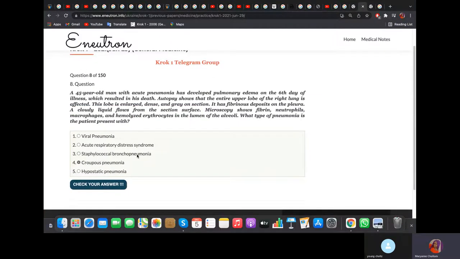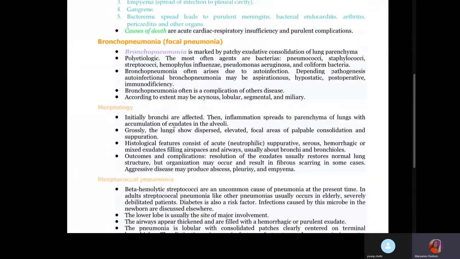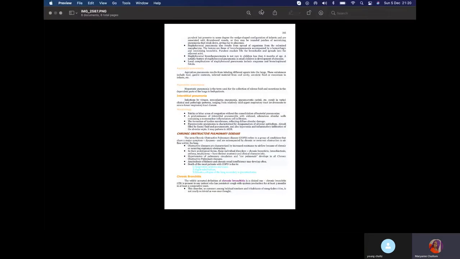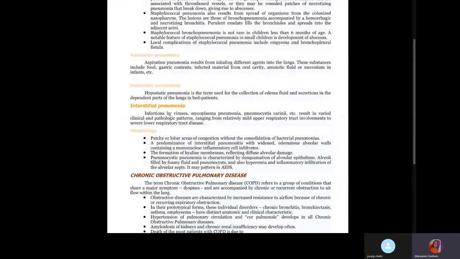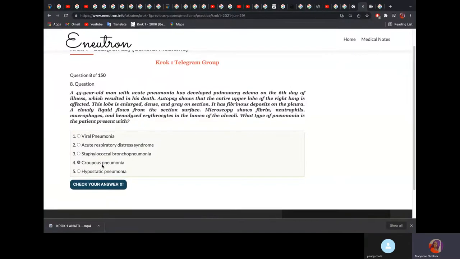Note, if they're talking about bronchopneumonia, they're going to talk about the bronchus. In bronchopneumonia, the bronchi are affected, and they will explain pathological features in the bronchi. Hypostatic pneumonia is mostly seen in bedridden patients, so they will say this in the question. That's why the answer would be croupous, not hypostatic and not bronchopneumonia.